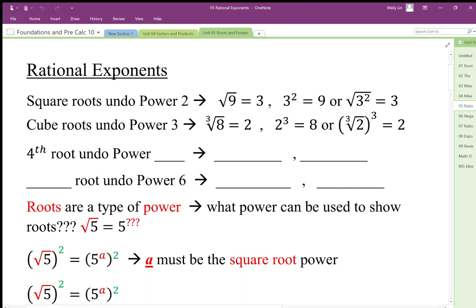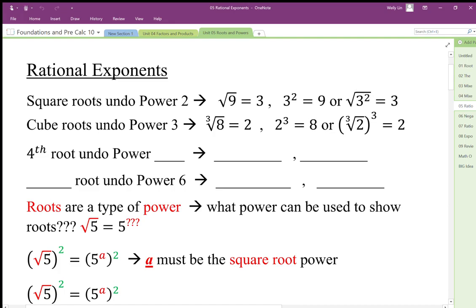So let's take a look at rational exponents. We know that square roots undo powers of 2. So when we have the square root of 9 equals 3, we can say the opposite: 3 squared equals 9, or in other words, the square root of 3 squared equals 3. So the square root and square undo each other.